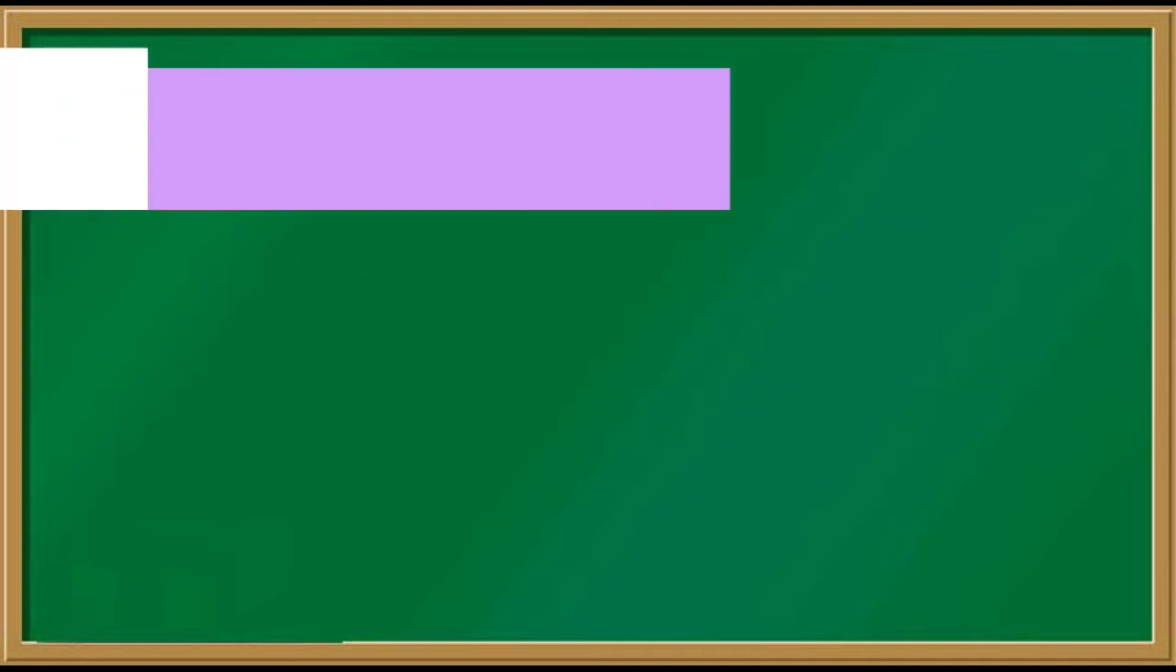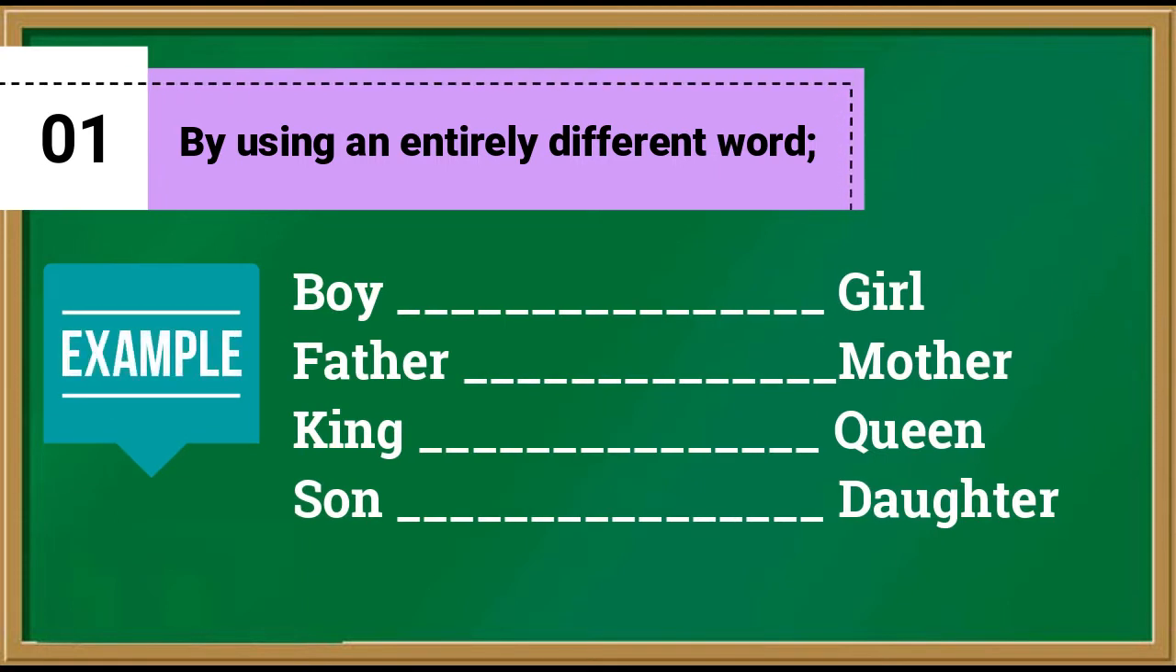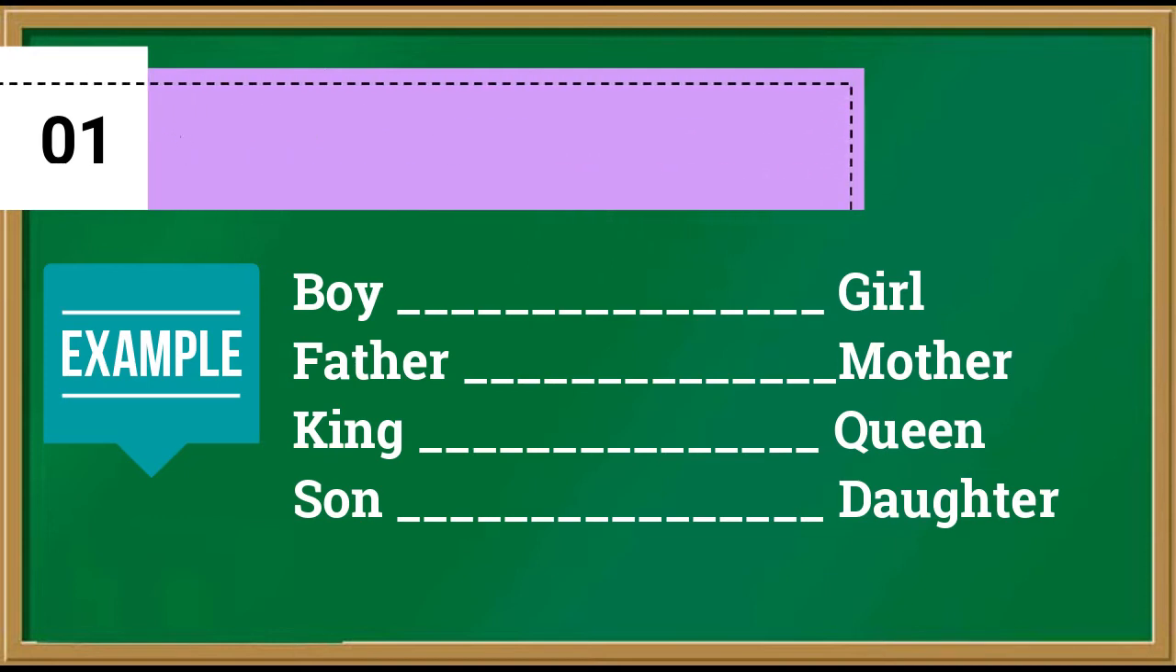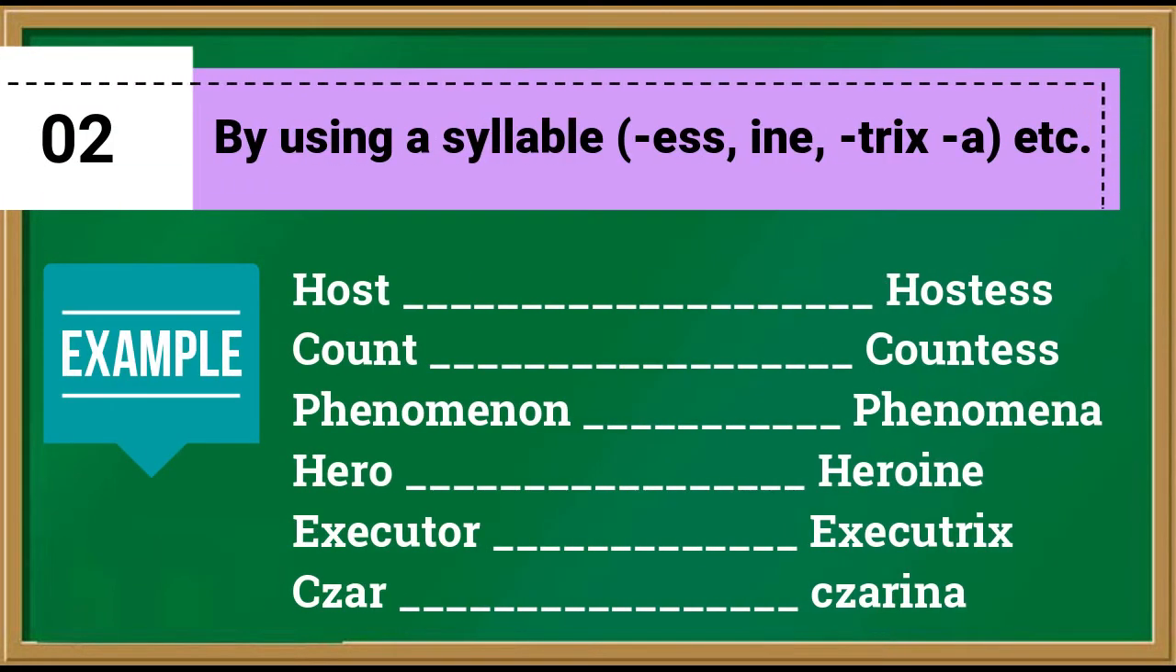Dear students, you can form the feminine gender of a masculine gender by using an entirely different word. For example, boy is masculine and girl is feminine: father, mother, king, queen, son, daughter, etc. You can also add various suffixes or syllables at the end of a masculine gender in order to make it a feminine one. For example, host, hostess, count, countess, hero, heroine, executor, executrix, czar, czarina, etc.